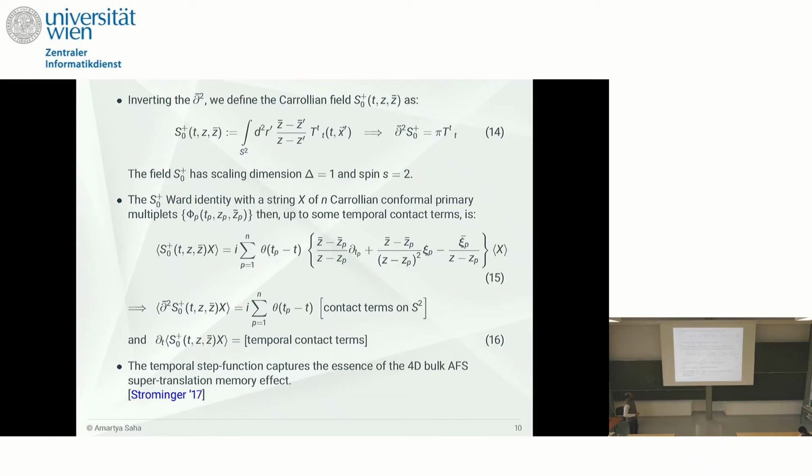Since we recognize this as the Weinberg soft factor, if we just turn off ψ_p and ψ_p bar, this is recognized as the Weinberg soft factor. This temporal step function here captures the essence of the 4D bulk asymptotically flat supertranslation memory effect. This is really showing a shift between the early time value and the late time value of this left hand side correlator.